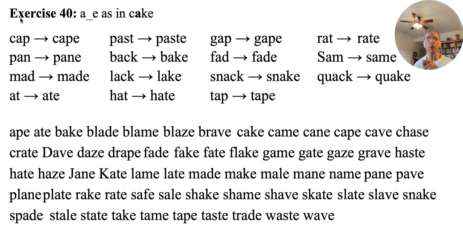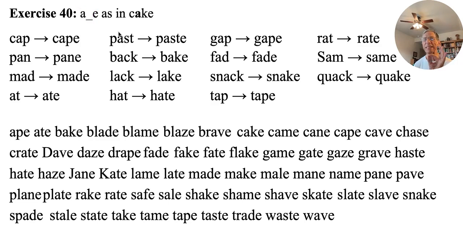And right now we're going to be doing exercise 40. And this is step 4 in our program. Here we have an A followed by this line, which represents a consonant, and then an E, which is not going to make any sound at all. It's a silent letter, silent E.